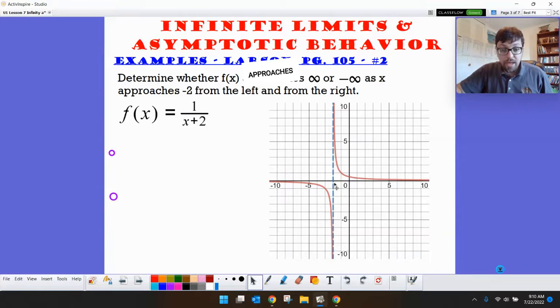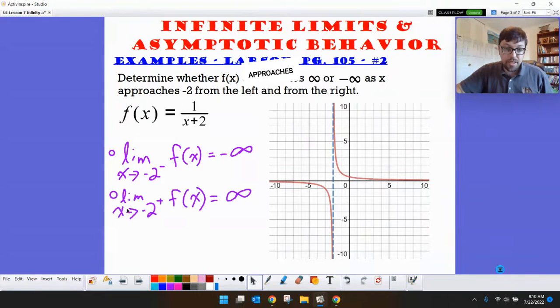As we come in down here, we can see that we're heading down towards negative infinity. We have that big vertical asymptote. As we come in from the right, we're heading towards positive infinity. So as x approaches negative 2 from the left, it is heading down towards negative infinity, and as x approaches negative 2 from the right, we're heading up towards positive infinity. You can also spot this as we are dividing and we're not able to cancel that factor out. That often causes these infinite limits to exist.